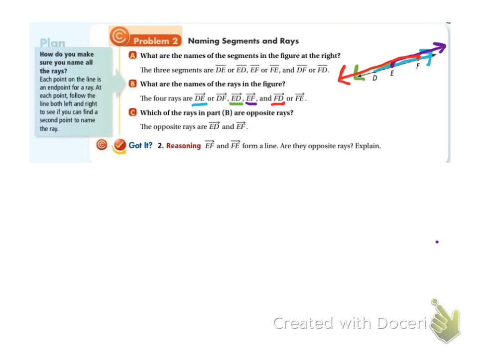Now if we can see my picture here, the one in the green and the one in the purple, make the green one a little more visible, those are opposite rays. They share the endpoint E, and they go off in opposite directions. They shake hands at E and walk their opposite ways.